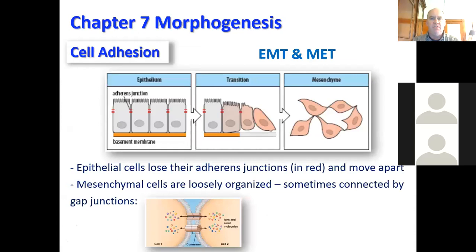Okay, EMT and MET. So this is transition back and forth between connected cells in the tissue and mesenchymal cells that are loosely connected to each other, if at all. And we see this happening a lot in embryo development. During neurulation, when cells come to the node, they undergo EMT and they become mesenchymal, they move, and then they become part of the somites and they undergo MET. They go from mesenchymal back to epithelial. So this happens a lot.